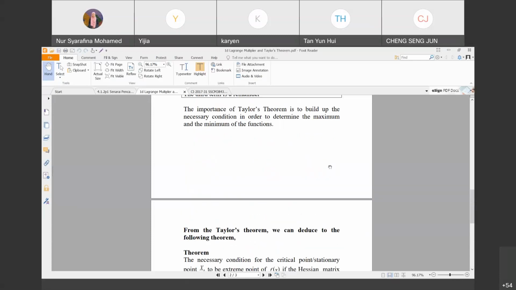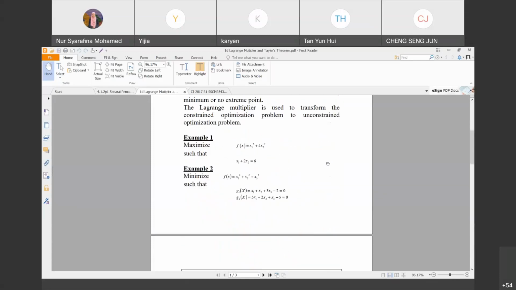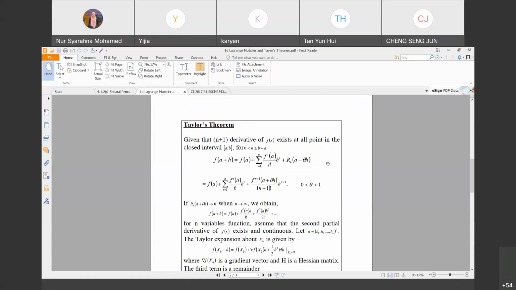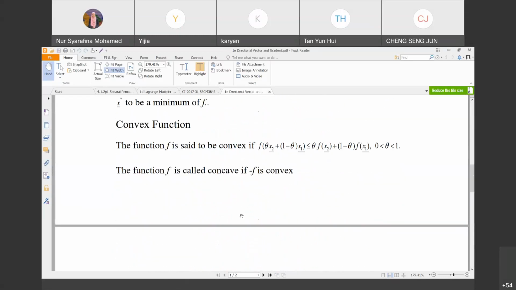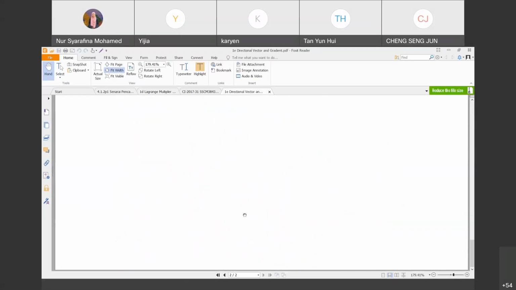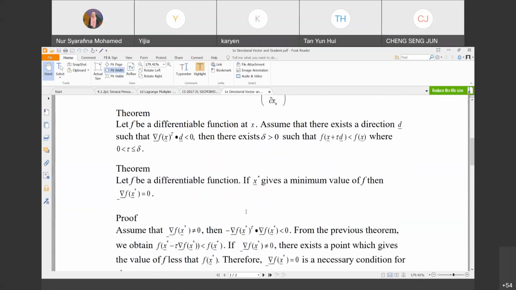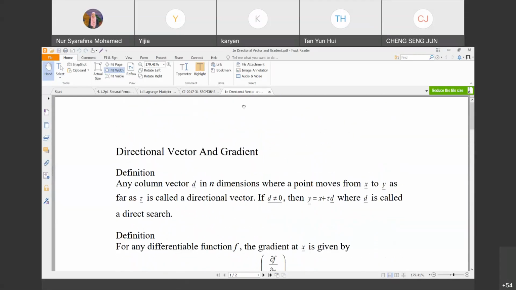Okay, the next one is Taylor's theorem. So we have Taylor's theorem, and also the next one should be directional vector and gradient. This is just additional knowledge. You can just read it on your own. Okay, it is used in theoretical proof.